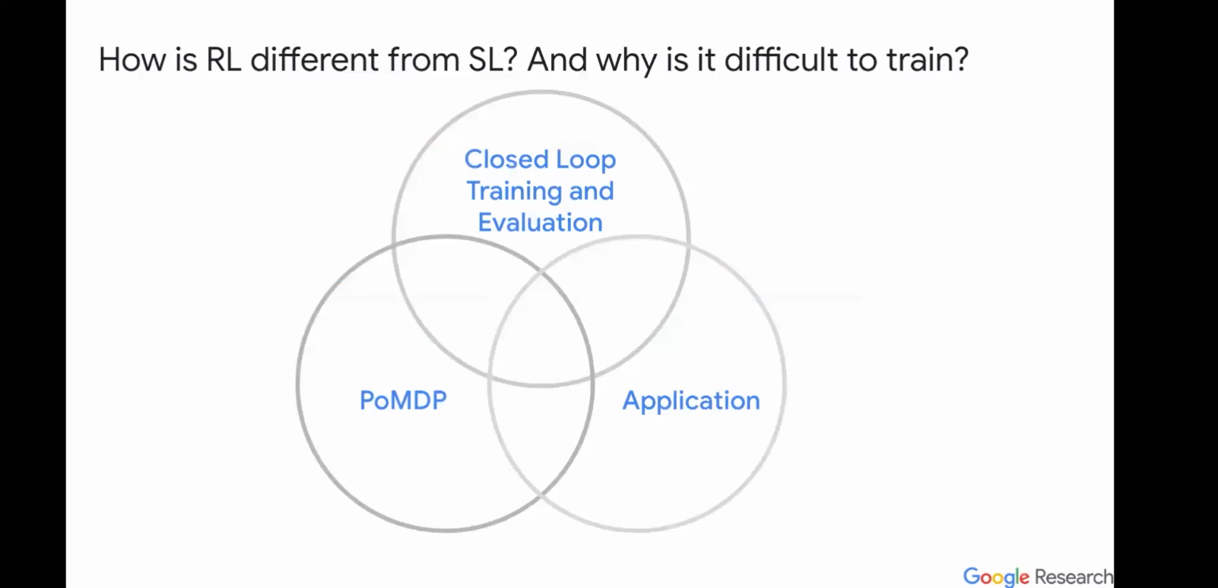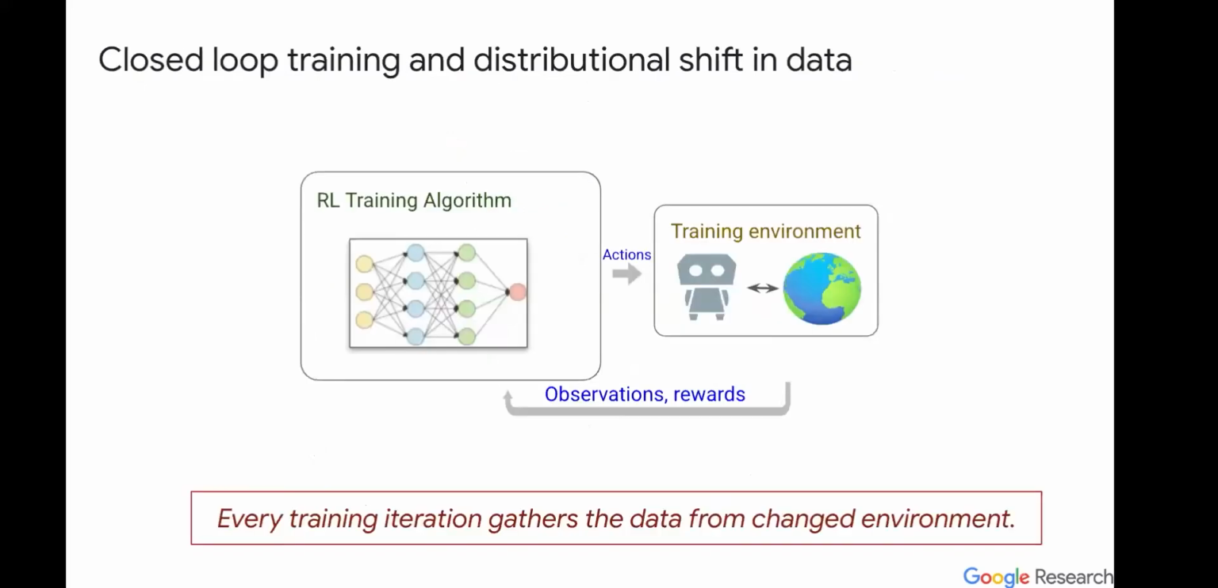Second area is the POMDP formulation, which does not exist in the supervised learning setting. And the third one is that the application domains are different. We have autonomous systems, right, and so on, where these problems are applied. So when we look at how they're fundamentally different, these three areas need to be kept in mind. So let's look briefly into each one of these three.